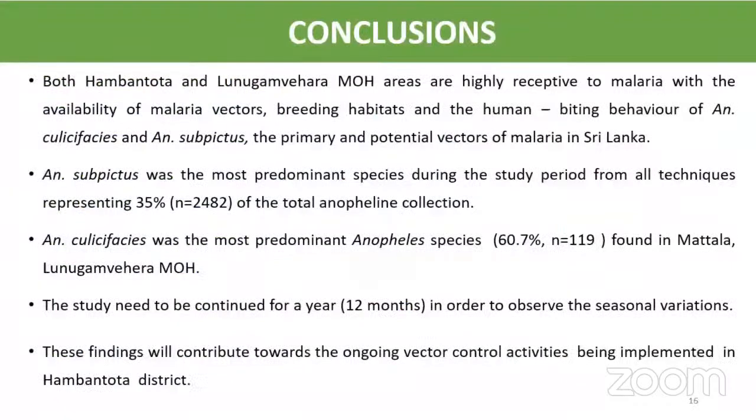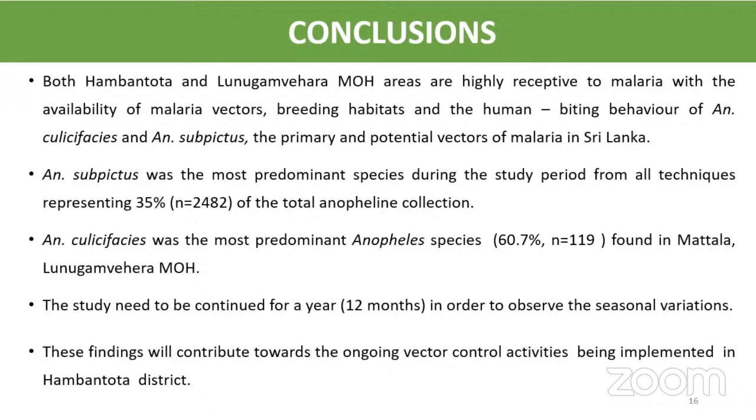Conclusions. Both Hambantota and Lunugamvehera MOH areas are highly receptive to malaria, with the availability of malaria vectors, breeding habitats, and the human biting behavior of Anopheles culicifacies and Anopheles subpictus, the primary and potential vectors of malaria in Sri Lanka.